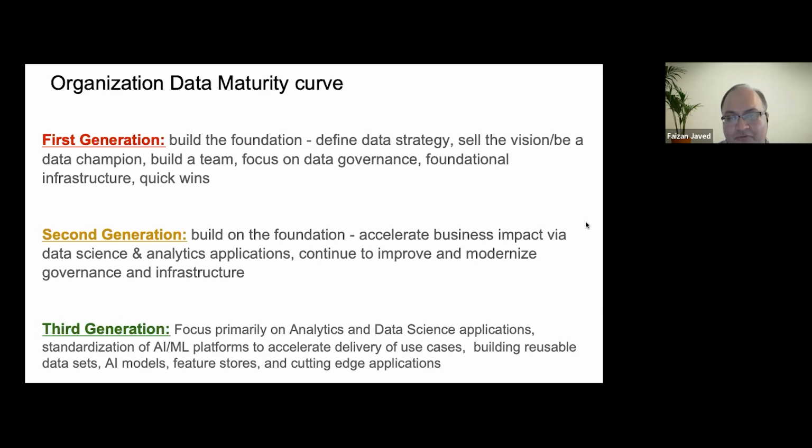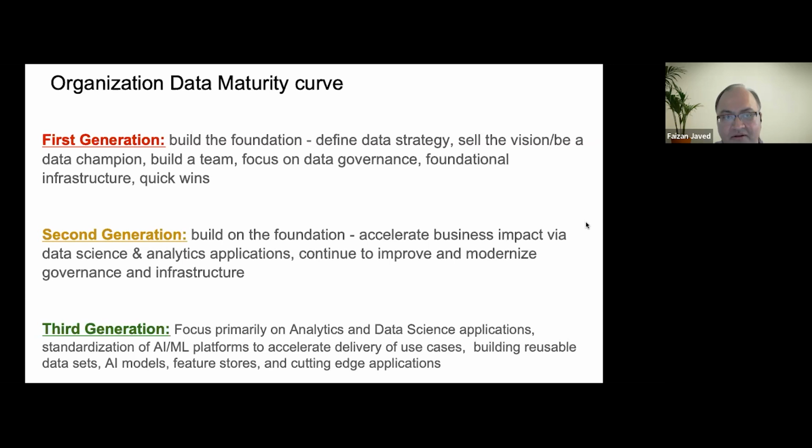So the first stage is what we call the first generation. You are brought in to build the foundation, right? Nothing exists, it's ground zero. So you have to, first of all, define your data strategy, right? You may have to sell the vision, be a data champion. And so this means that you may have to educate your stakeholders and partners, build a team. And then the core areas of focus will be on the data defense part. Hey, let's have data governance in place, the foundational infrastructure. And the key would be to get some quick wins, right? A quick win would be like, okay, how can we show some value?